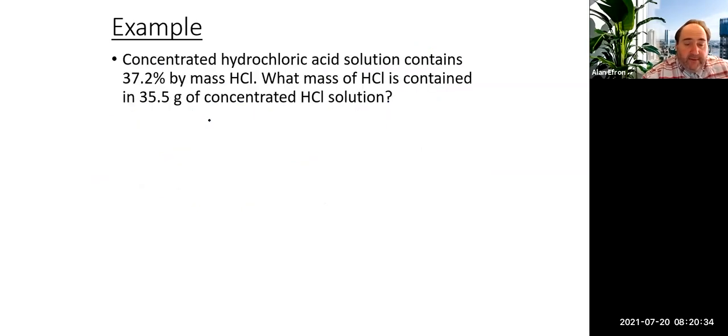All right, so why don't you try another one here? We've got a concentrated hydrochloric acid solution that contains 37.2% by mass hydrochloric acid. What is the mass of the hydrochloric acid in 35.5 grams of the solution? Take a couple minutes, see what you come up with. Okay, let's take a look at this one.